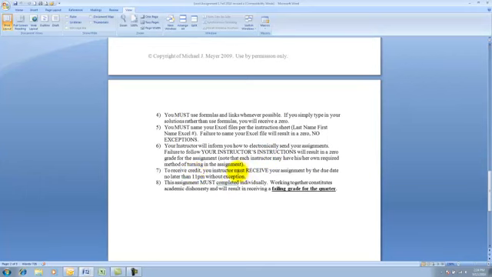To receive credit, your instructor must receive your assignment no later than 11 p.m. on the date it's due. That's not when you send it, that's when your instructor receives it. So if they don't receive it by 11 p.m., even if it's 11:01, it's late, regardless of when you sent it. The assignment must be completed individually. Working together constitutes academic dishonesty and will result in a failing grade for the quarter.